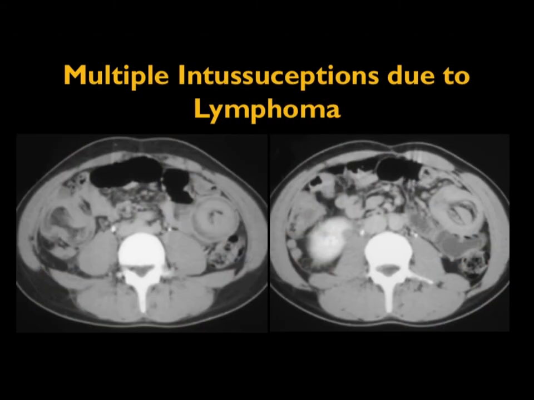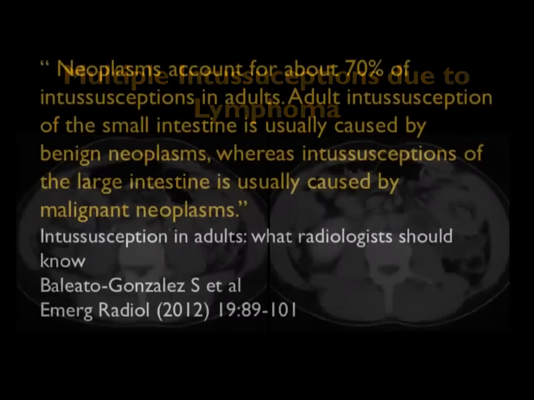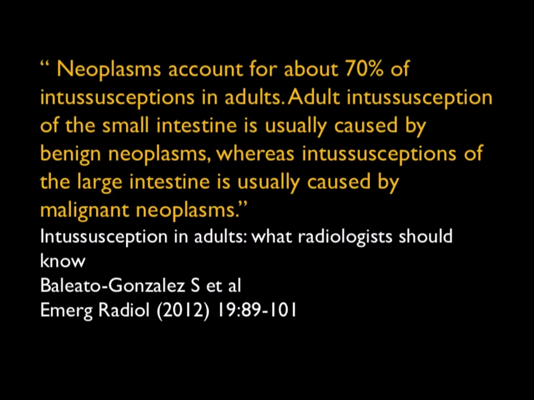Now, with lymphoma, particularly when it's multifocal and when the small polypoid type lesions are a little bit larger, they can intussuscept. Almost any tumor, benign or malignant, can intussuscept. When you see, as in this case, multiple sites of intussusception, you better be thinking about lymphoma versus metastatic disease. In adults, 70% of intussusceptions are due to neoplasm. Adult intussusception of the small bowel is usually benign tumors, large intestine usually malignant. And ileocecal valve, ileum into right colon, is typically going to be malignant.